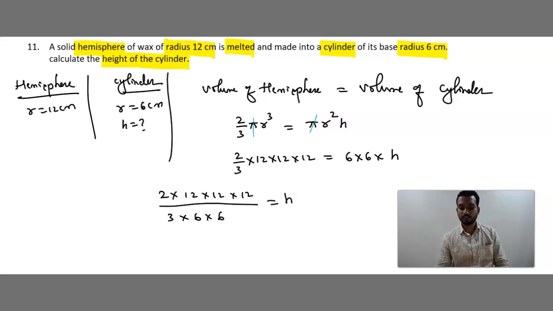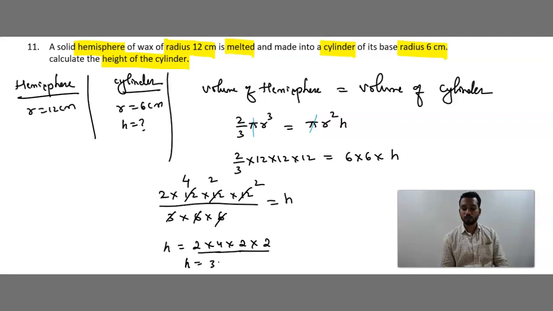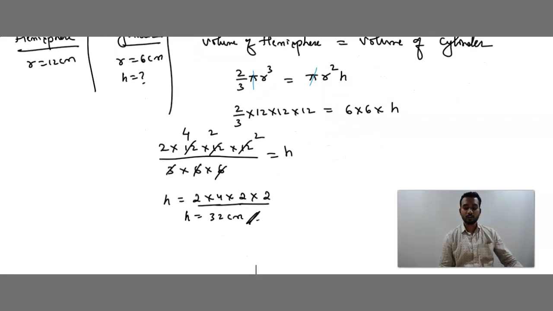We are keeping h as it is. Now what happens? 6 1s are 6, 6 2s are 12, 6 1s are 6, 6 2s are 12, 3 1s are 3, 3 4s are 12. So what is left out? h is equal to 2 into 4 into 2 into 2. That's nothing but 2 4s are 8, 8 2s are 16, 16 2s are 32. h equals 32 centimeters. So what is our final answer?